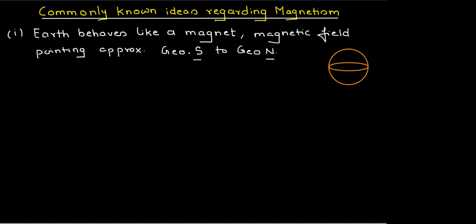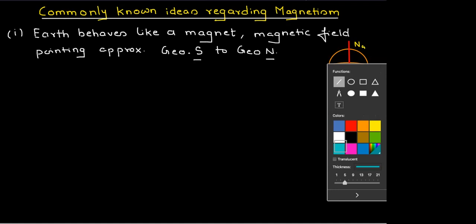Let me put it straight like this. This is geographic north, geographic south. Now basically the first point is pointing towards the fact that the Earth behaves like a magnet, a bar magnet, as if there is a bar magnet inside the Earth.